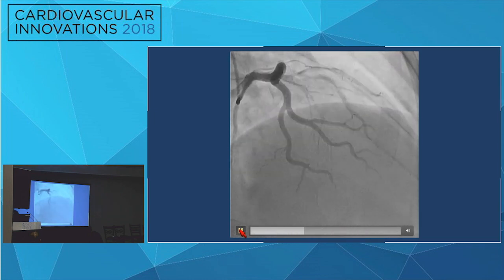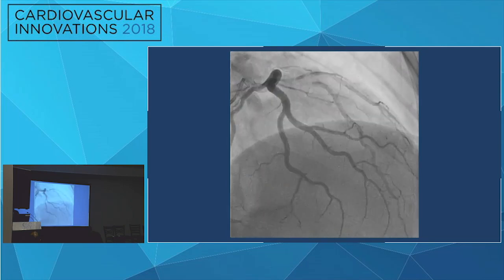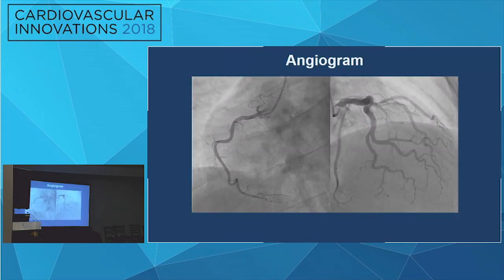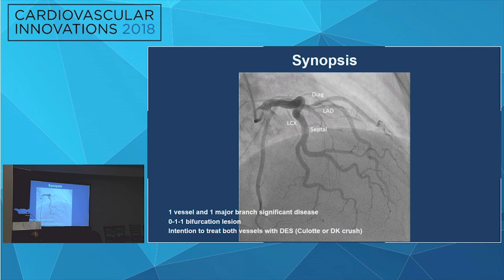And again, these are the images. And from the still frames, you can see that there is something in the LAD and the diagonal branch. You can see the LAD, there is something just before the takeoff of the septal perforator branch, and there is also something in the diagonal. So our impression was that this was one vessel, one major branch, significant disease, according to Medina classification 011 lesion. So the strategy was to treat both vessels with DES and a dedicated bifurcation technique, since the ostium of the diagonal was very close to the LAD lesion.